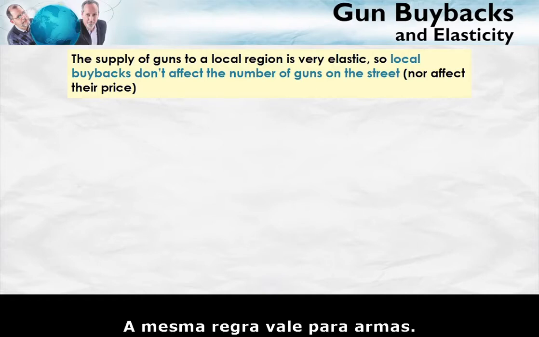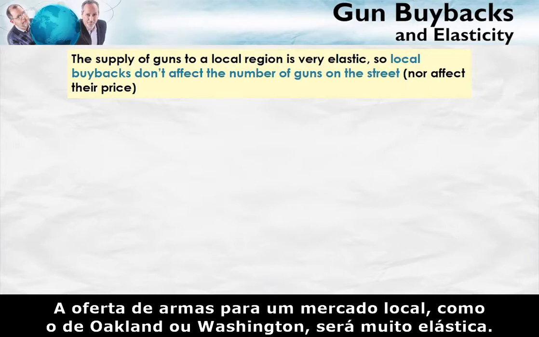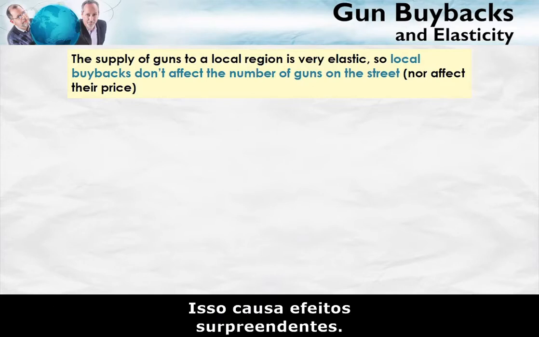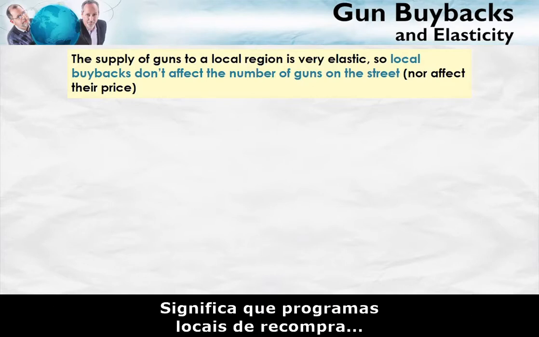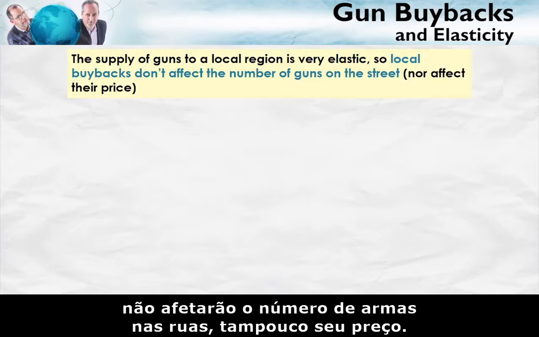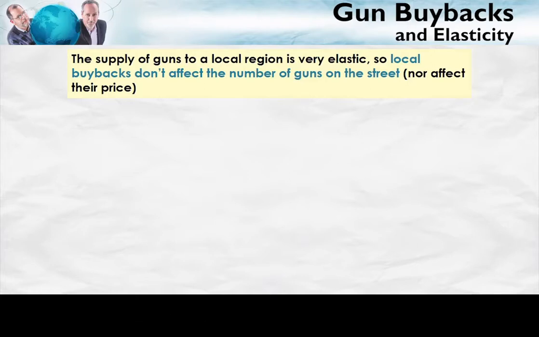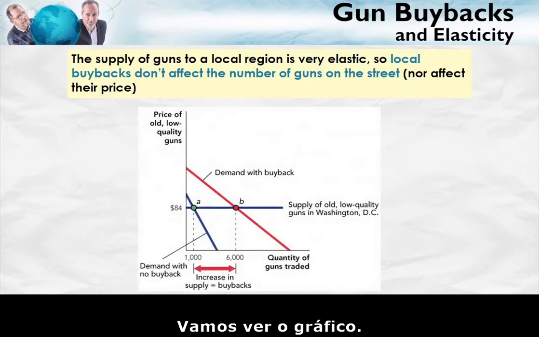The same thing is true for guns. The supply of guns to a local region like Oakland or Washington, D.C. is going to be very elastic. That has surprising facts. It means that local buybacks won't affect the number of guns on the street, nor even their price. Let's take a look at the diagram.